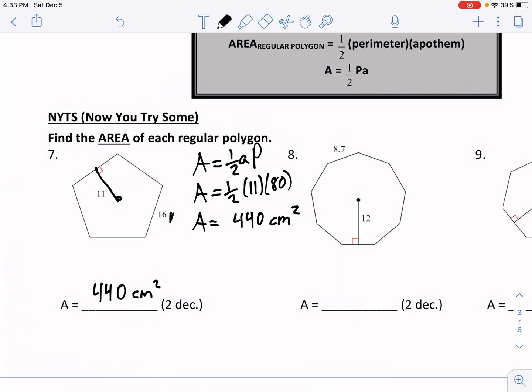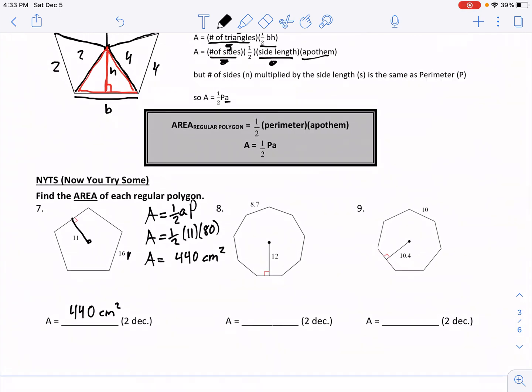Okay, and we'll do the other examples in class together. But what if they don't tell you what the apothem is? In that case, there's actually 3 specific regular polygons we're going to look at that involve special right triangles in which we can find the apothem in order to go through the same process.